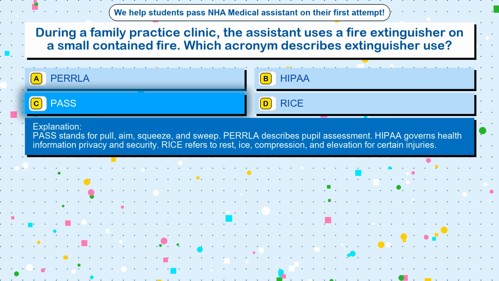PASS stands for pull, aim, squeeze, and sweep. PERLA describes pupil assessment. HIPAA governs health information privacy and security. RICE refers to rest, ice, compression, and elevation for certain injuries.